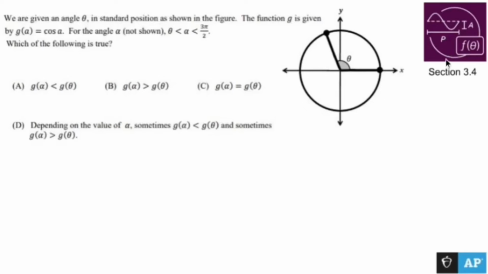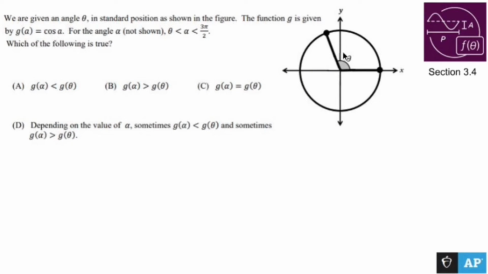All right, we are now in section 3.4, and with 3.4, we are given an idea of what the graphs of sine and cosine look like. So when we go into this weird, strange problem that might look like something from 3.3 or 3.2, we now know what cosine looks like.